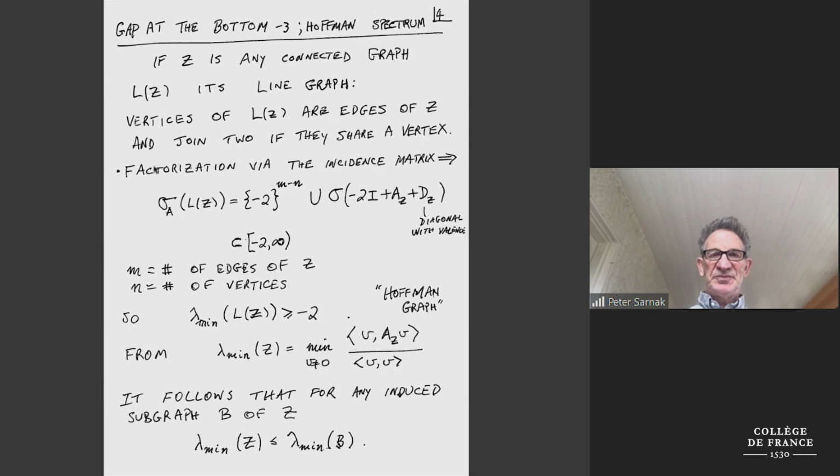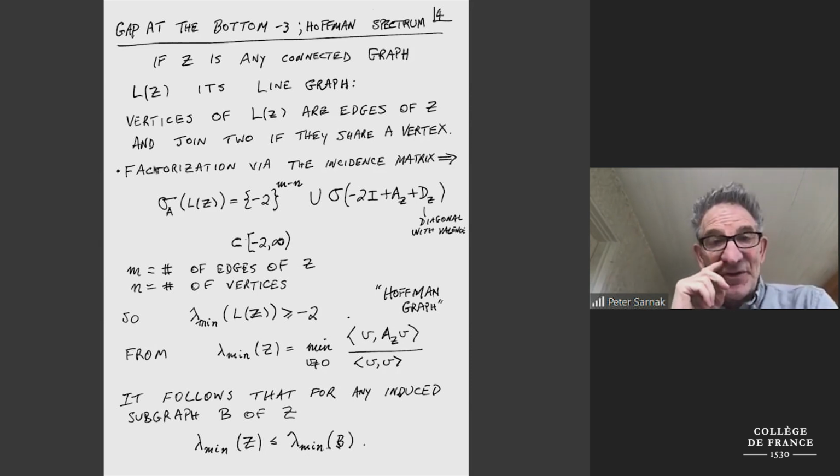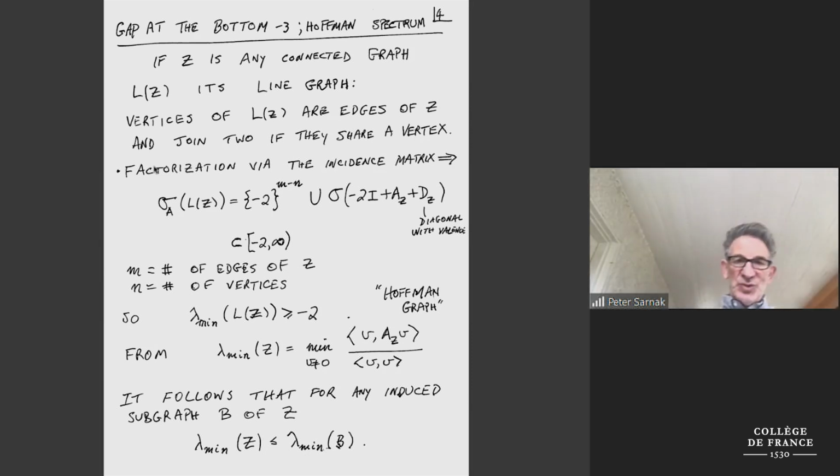So at the bottom, suppose I have any connected graph Z, doesn't have to be regular, even finite. The line graph of Z is the graph formed by taking the edges of the original graph and making them vertices, and the new vertices are connected if they have an old vertex in common. So that's called the line graph.